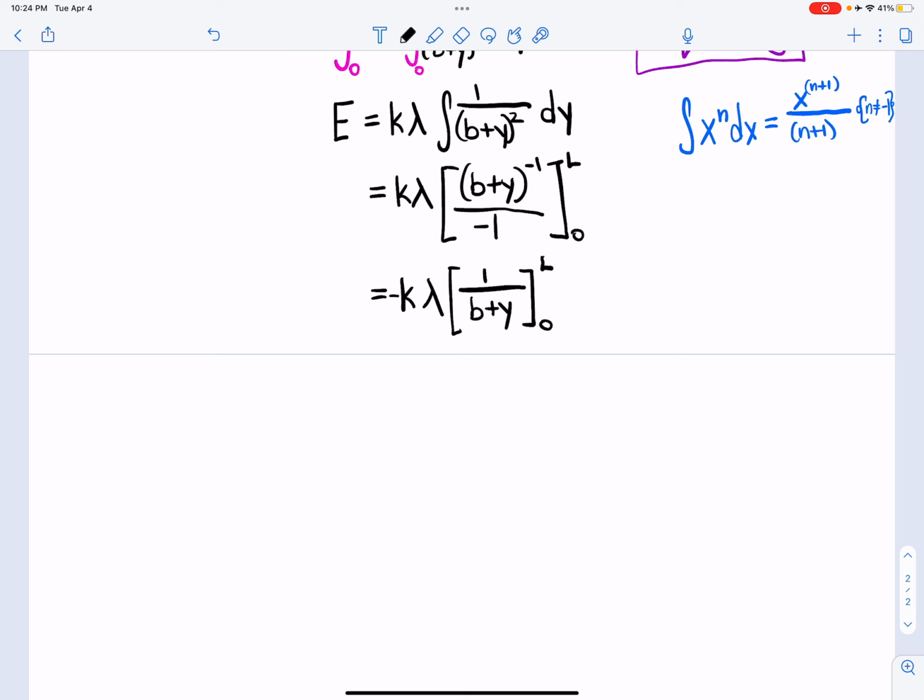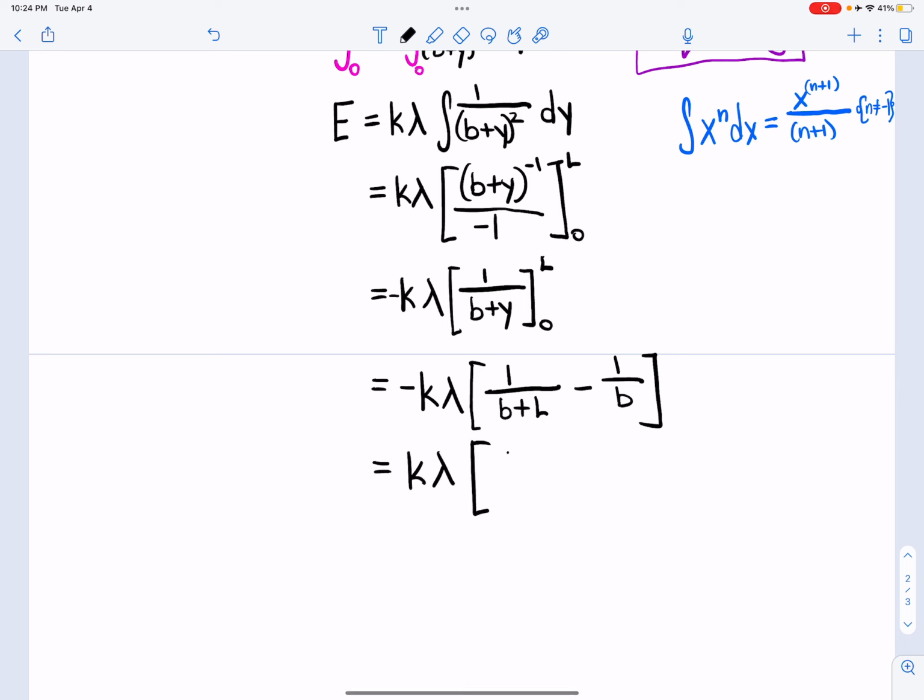So that's equal to negative k lambda times 1 over b plus L minus 1 over b plus 0. And I'm just going to distribute this negative to both terms inside. So I'm going to get k lambda times 1 over b minus 1 over b plus L.